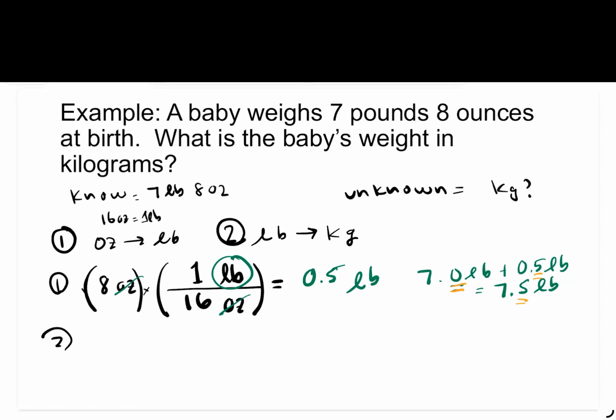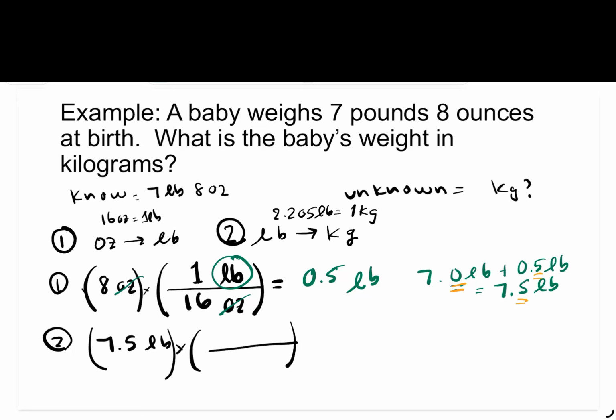Okay, so step number 2. Now I have 7.5 pounds, and I'm going to multiply by a conversion factor. 2.205 pounds equals 1 kilogram. That's actually the equivalent statement. I need to put pounds on the bottom and kilograms on the top. So 1 kilogram on the top, 2.205 pounds on the bottom. And I'm going to check my units. The pounds cancel, the kilogram remains. So that's great. That's what I want.